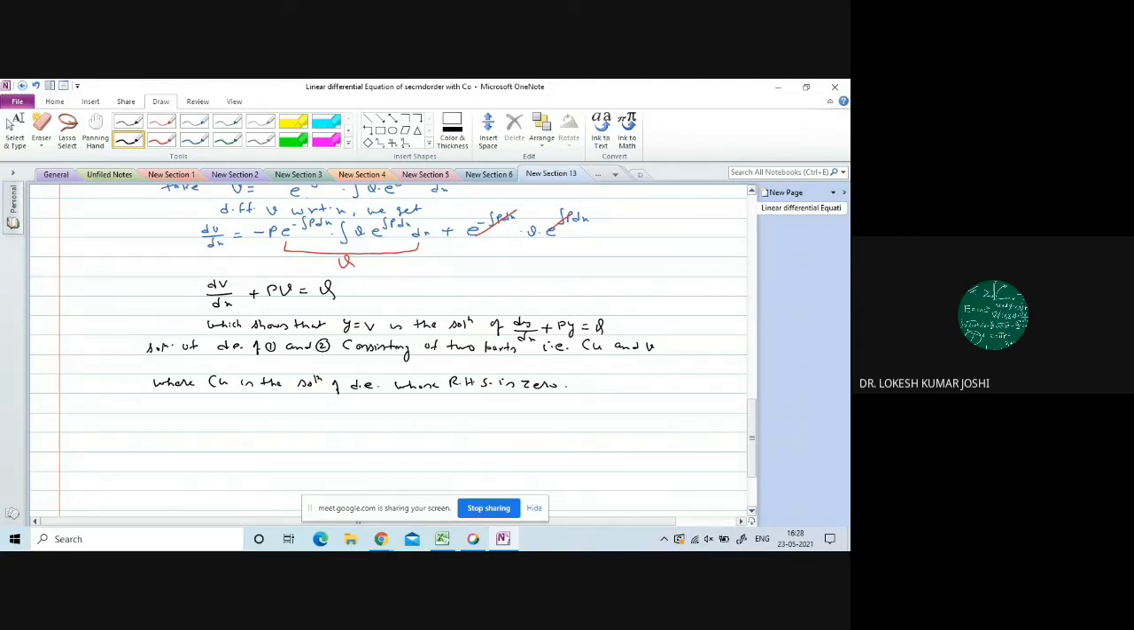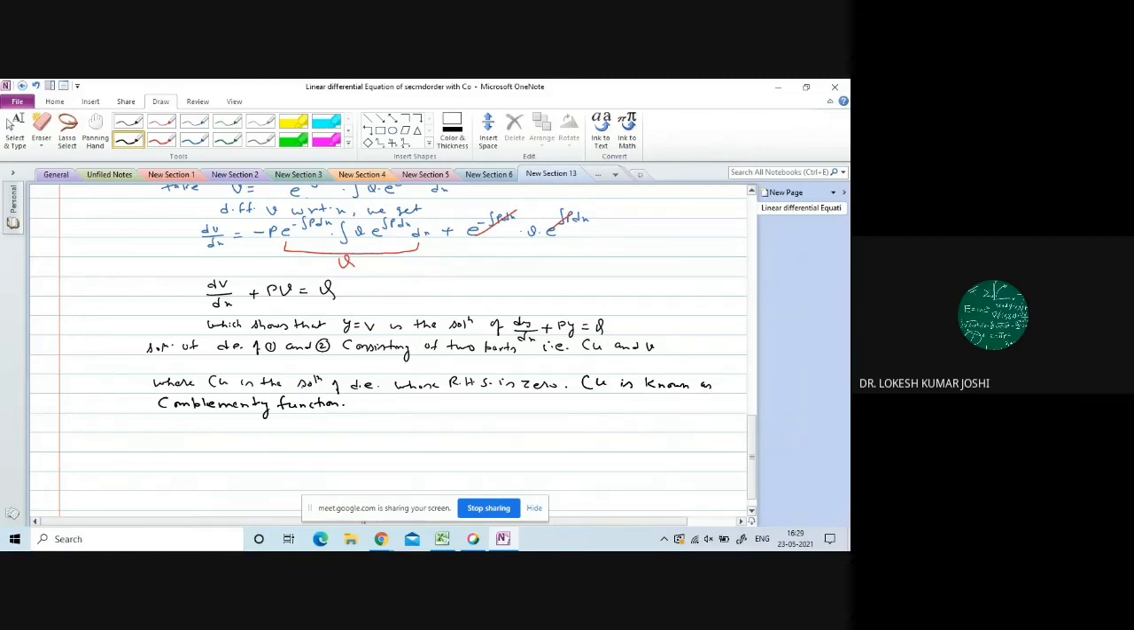At first, this cu is known as the complementary function. So what is the meaning of complementary function? The complementary function is the solution of the differential equation where we put RHS equals 0. Is this clear? We can see that y equals cu is the solution of dy/dx plus py equals 0, and this part is known as the complementary function.